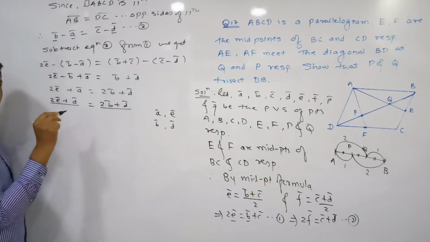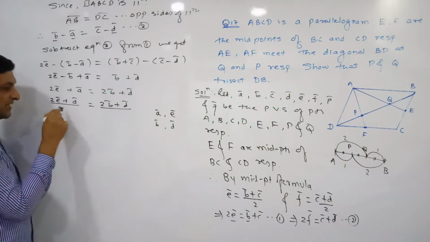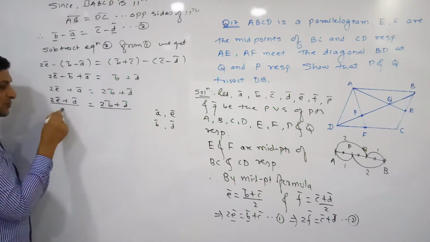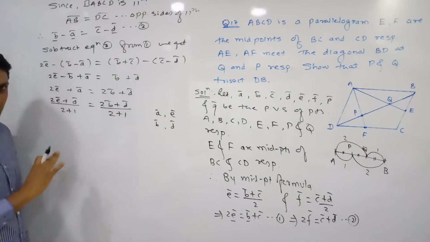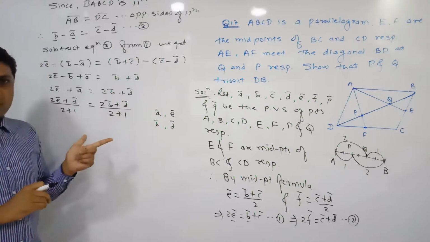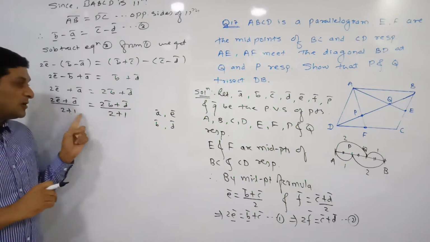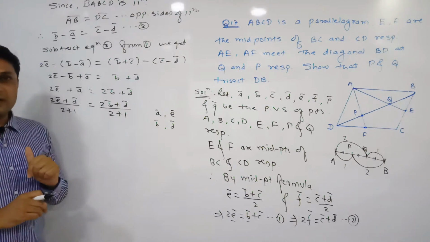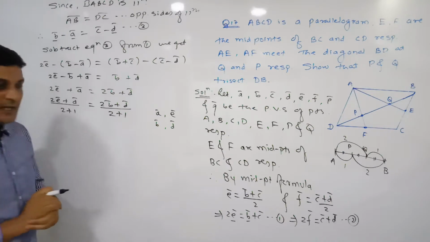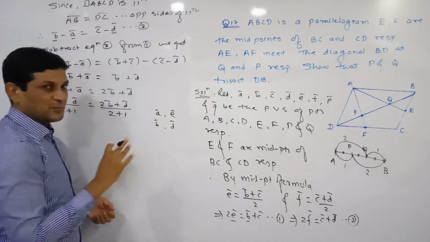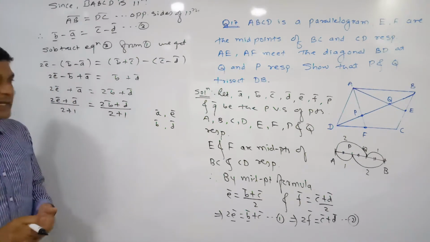I am dividing both sides by 3, but 3 can be written as 2 plus 1. So on this side also we write 3 as 2 plus 1. Why are we writing it in this form? Just to arrange the terms in the form of the section formula, so that by applying the section formula we are able to get our required result.